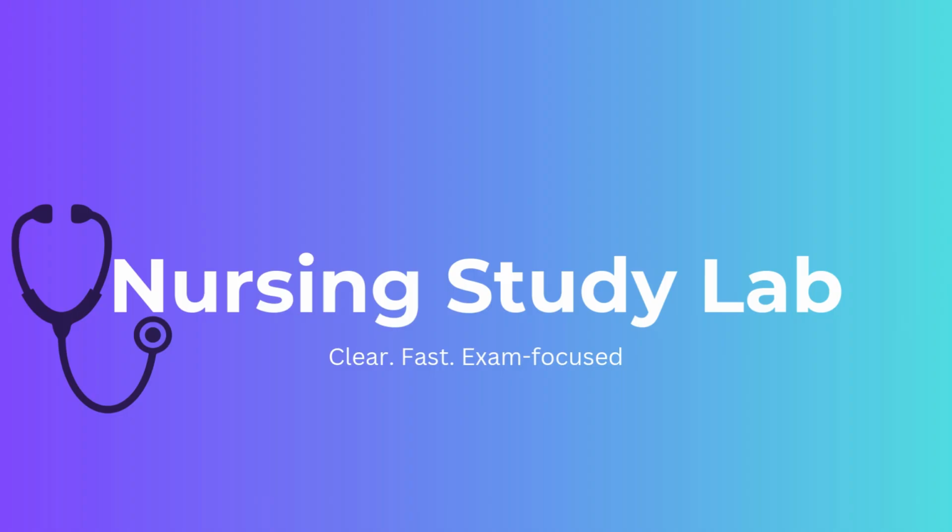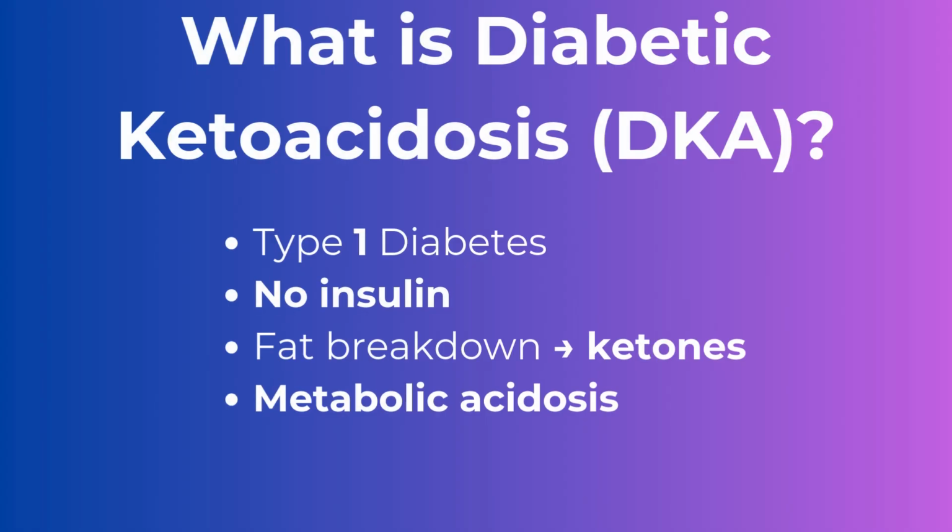Grab a pen. This is a high-yield comparison. Diabetic ketoacidosis, or DKA, is most common in type 1 diabetes. It happens when there is an absolute insulin deficiency, causing the body to burn fat for energy, leading to ketone production and metabolic acidosis.